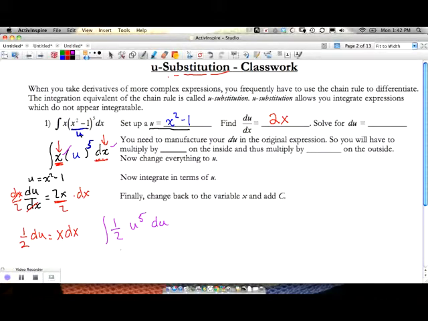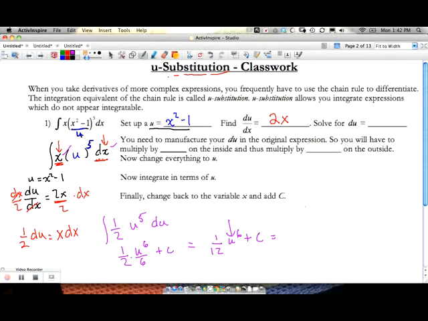Because with 1/2 u to the 5th du, the 1/2 is a constant out front that just tags along. The antiderivative of anything to a power, well, you add 1 to the power, and then you also divide by that number as well. Then we got to add c for our constant. So if I were to simplify this, it'd be 1/12 u to the 6th plus c.